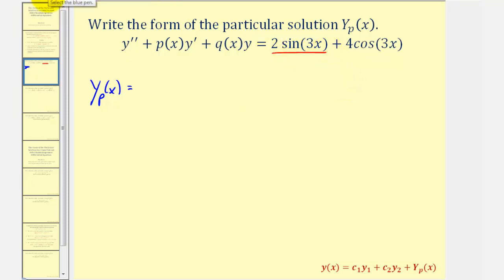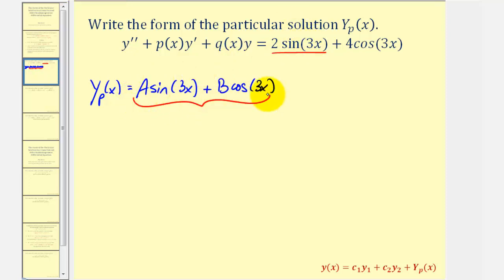Well, it's probably safe to assume it's going to include an undetermined coefficient times sine 3x, so we'll start with that. So we have a sine 3x. But notice how the derivative of this term would also involve cosine 3x. So we also have to include an undetermined coefficient times cosine 3x. So plus b cosine 3x. So just considering the first term, this would be the correct form for the first part of the particular solution.